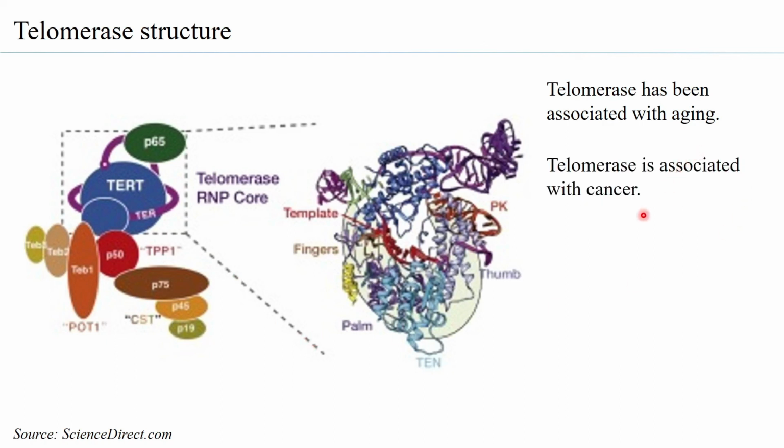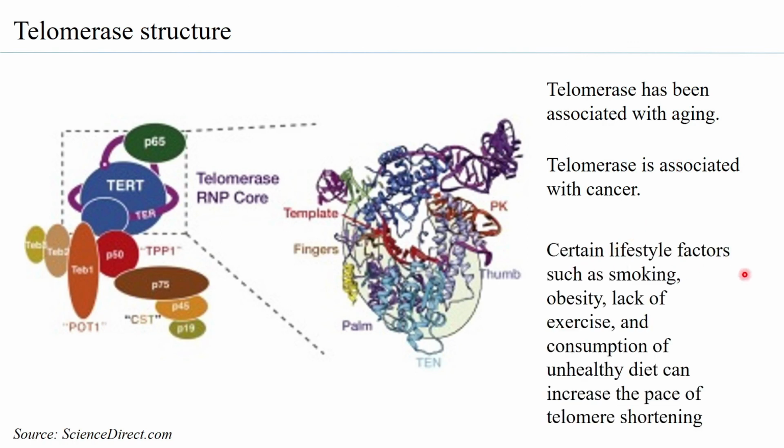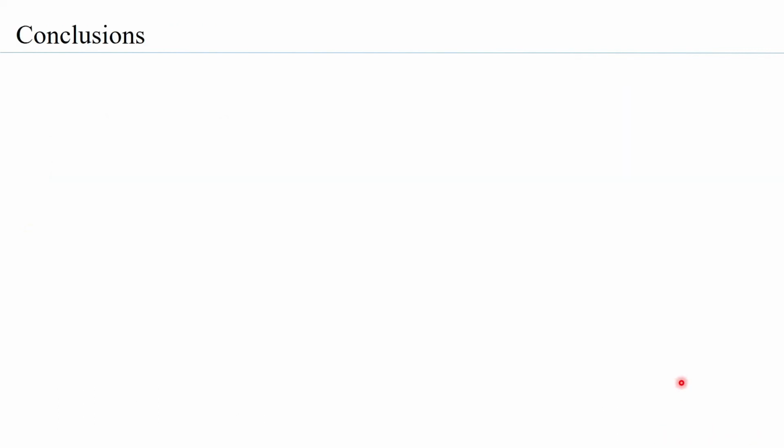Telomerase is associated with cancer, as mentioned, and certain lifestyle factors such as smoking, obesity, lack of exercise, and consumption of an unhealthy diet can increase the pace of telomere shortening. This is something that has been observed in many studies. A person who is smoking may live 7 to 8 years less than if he were not smoking, because it has been found that those smoking have a rapid shortening of the telomere.